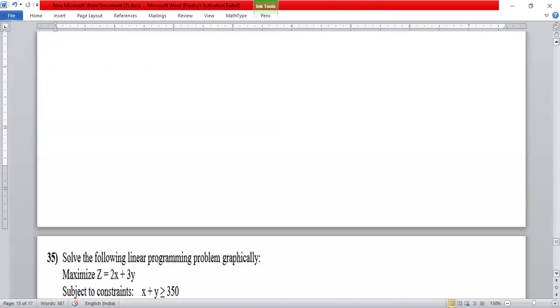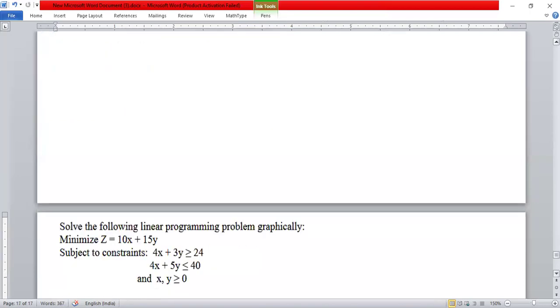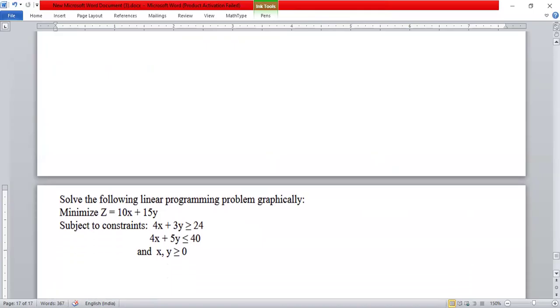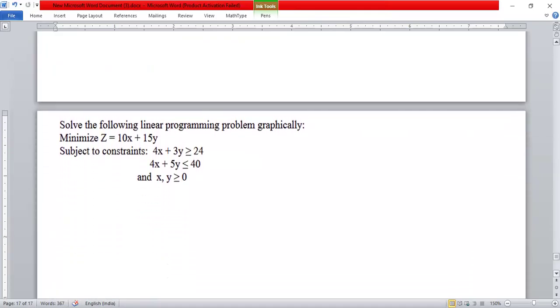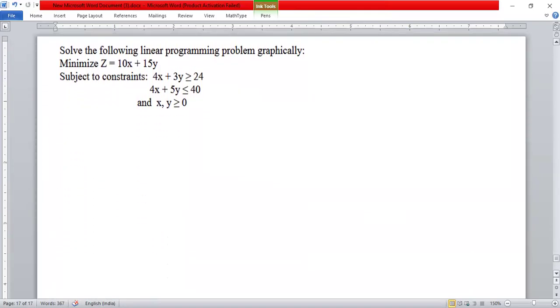Model 2 paper. Yes, this is Model 2, 25-26, PU board release, Model 2 paper.